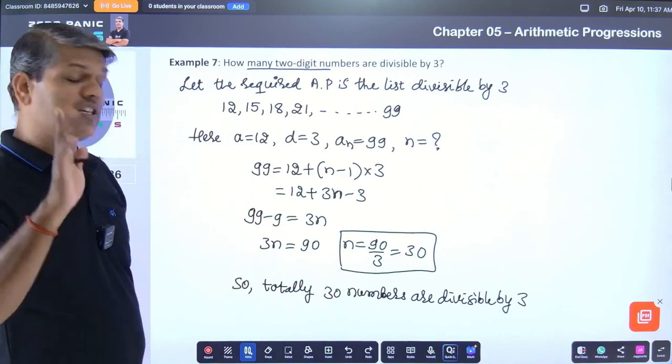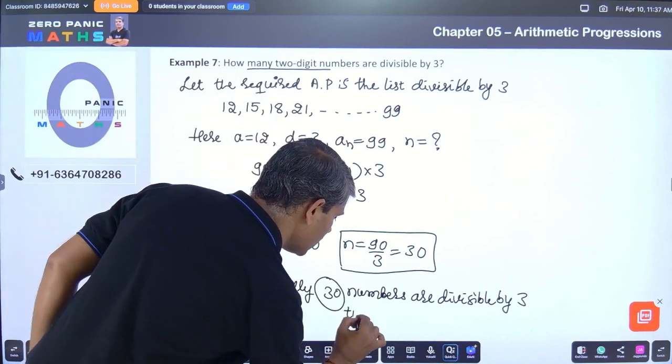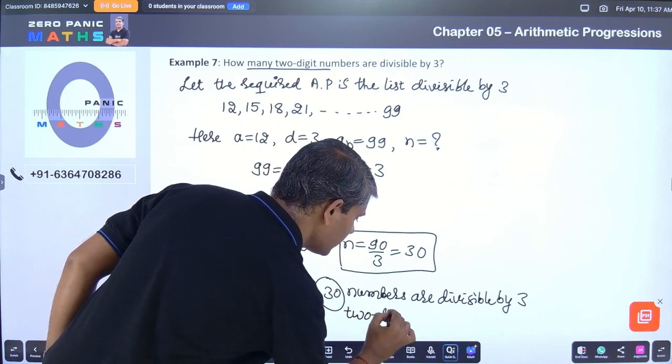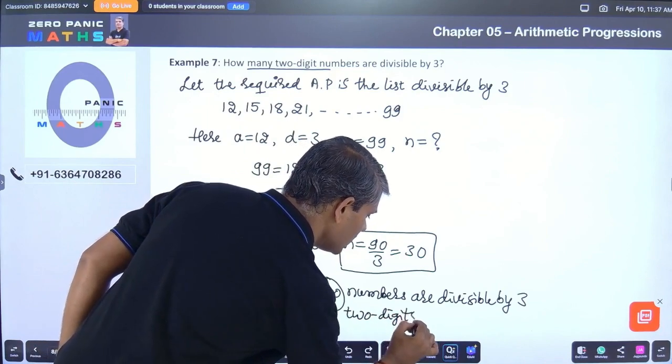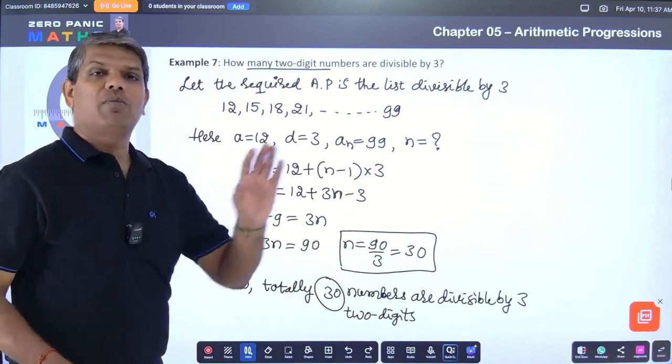Remember, this is 30. You should write it here: 30 two-digit numbers. Sorry, I forgot this. It is 30 two-digit numbers that are divisible by 3.